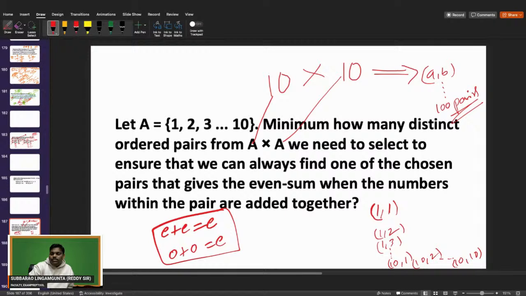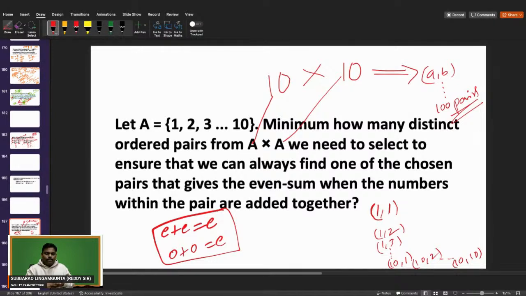Minimum how many distinct ordered pairs from A cross A do we need to select to ensure that we can always find one of the chosen pairs that gives the even sum? So from these 100 pairs, how many pairs do I have to select to ensure that at least one of the pairs is even? Can anyone help me?